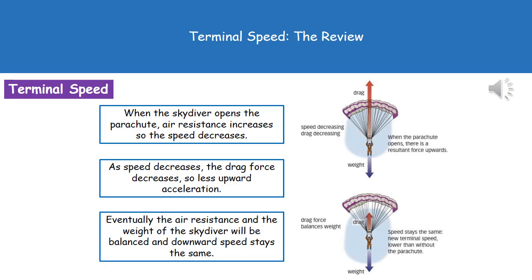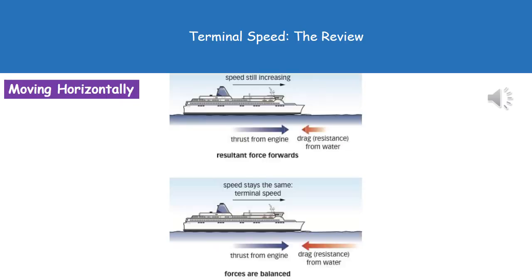Okay, so what we'll see is that those forces will once again balance out for our drag and our weight, so we'll reach a new terminal speed, but it's going to be a much lower terminal speed than we had without the parachute. So that means our little skydiver is going to land safely and still be in one piece at the end of it.